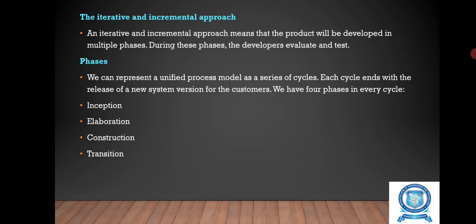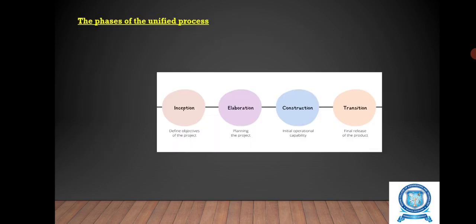We have 4 phases in every cycle: inception, elaboration, construction, and transition. So the inception phase is the phase where we define the objectives of the product or the project. Elaboration phase is the planning of the project. Construction is the initial operational capability, and transition is the final release of the product.